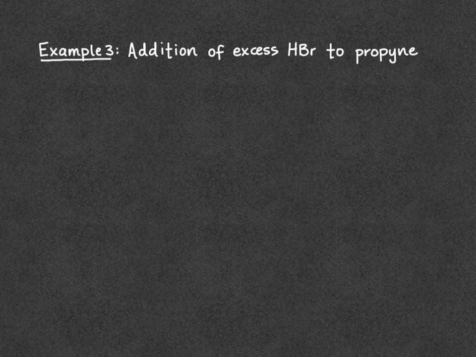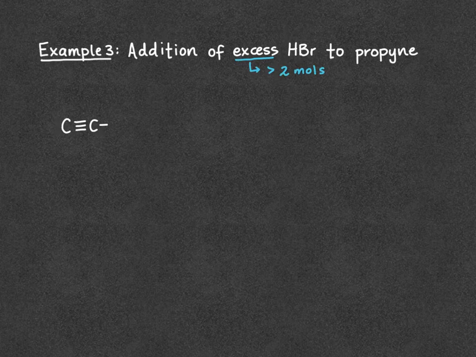Our final example is going to be our trickiest yet. So here we're going to look at the addition of excess HBr to propyne. And the reason that we have excess here is that it means we have more than 2 moles, so we can completely react that triple bond. So we're going to draw propyne, and I'm going to actually draw the carbons out because it's a little bit tricky. And we're going to do this in 2 steps. So propyne is a triple bond between the first 2 carbons, hydrogen on the end, and then a methyl group on the other end. So this is propyne.